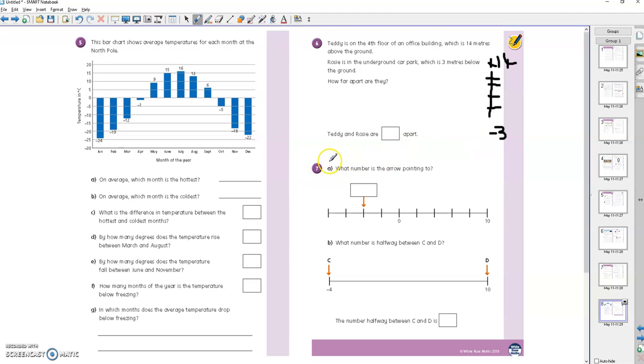And for number 7, what number is the arrow pointing to? So just think, what do these divisions represent? And then what's that one? And then finally B, what number is halfway between C and D? So you've got -4 and 10. What's the difference between those two? And what's halfway, the half of that distance?